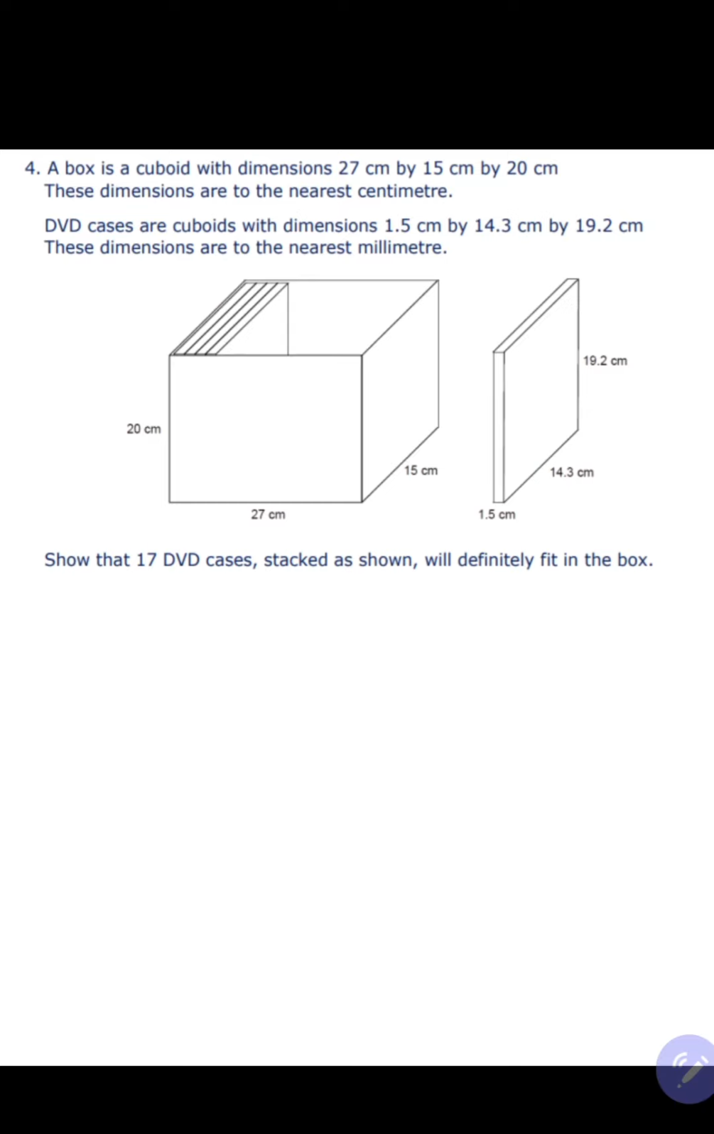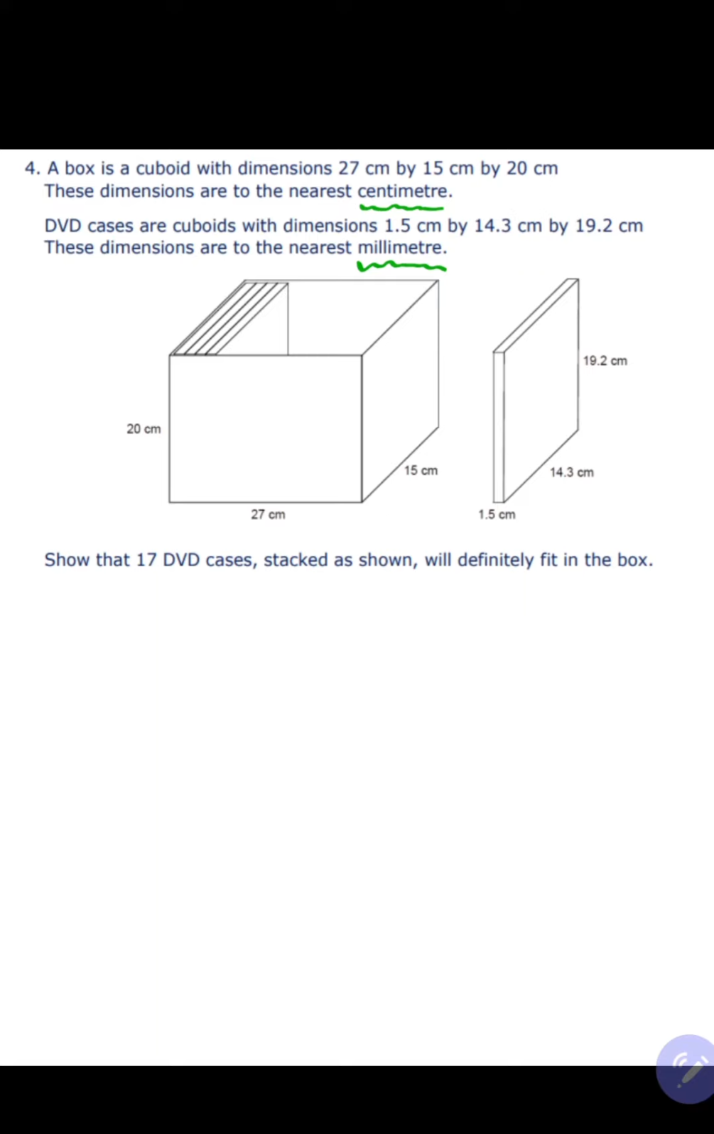So let's look at this question here. A box is a cuboid with dimensions 27 centimeters by 15 centimeters by 20 centimeters. These dimensions are to the nearest centimeter. DVD cases are cuboids with dimensions 1.5 by 14.3 by 19.2. These dimensions are to the nearest millimeter. So they've kind of been a bit sneaky there. And remember, that's probably what's going to happen in the exam. There's going to be a little bit of sneakiness, but you're going to be prepared for it. You got to have that winner's mentality and just crush it.